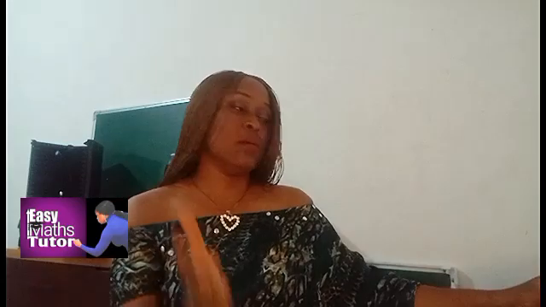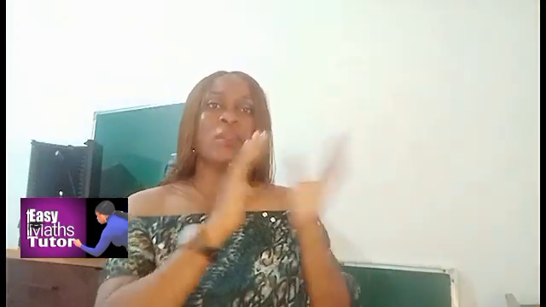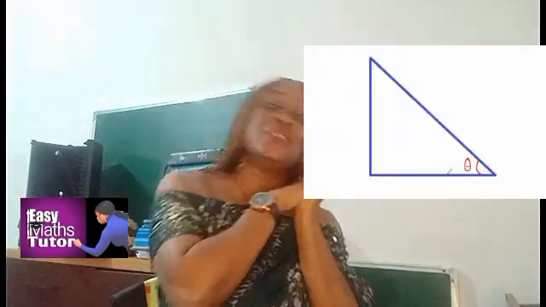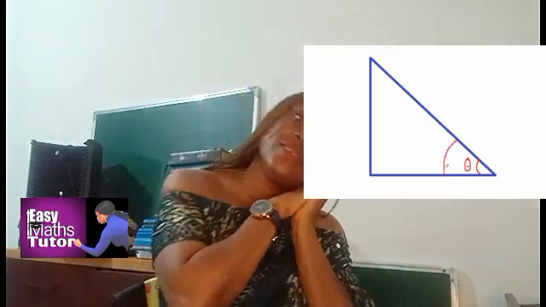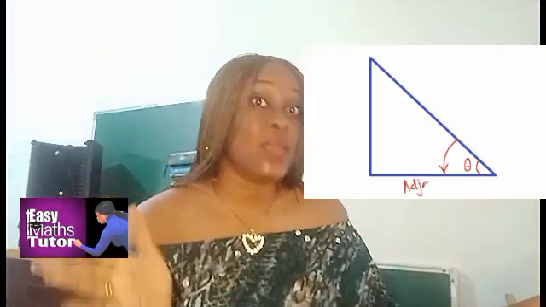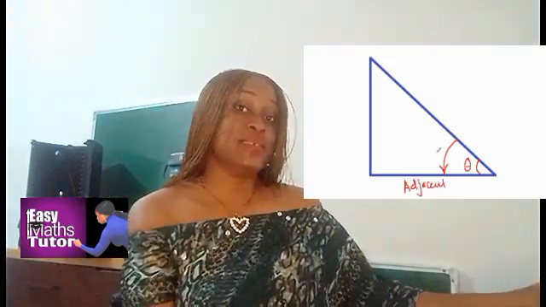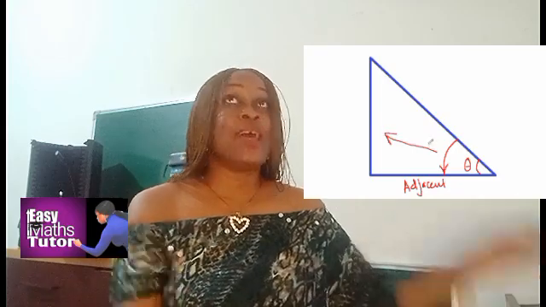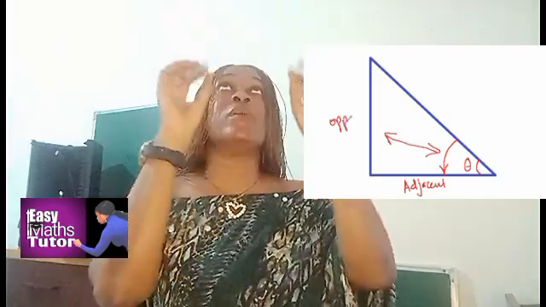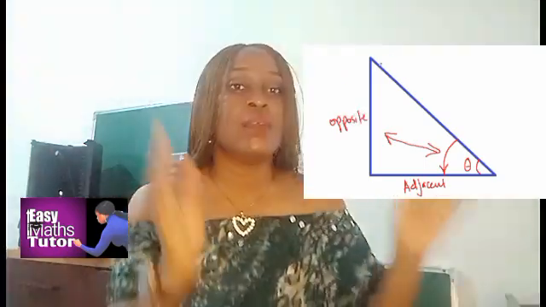Okay, now there are sides on this right angle triangle. If you have an angle, let's call the angle theta. The side the angle lies on is known as the adjacent. While the side of the triangle that faces the angle, looking straight down on the angle or straight up on the angle, is known as the opposite.